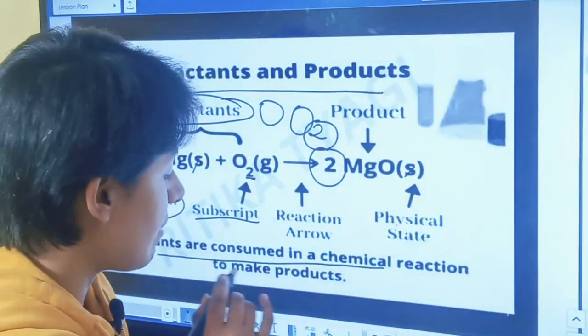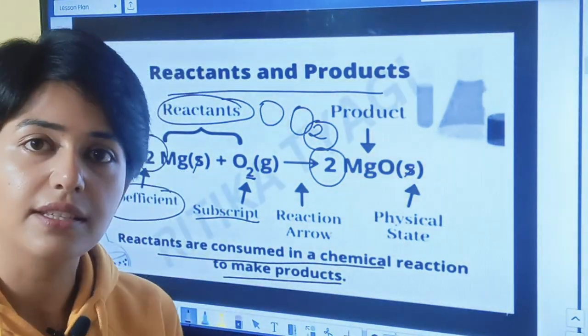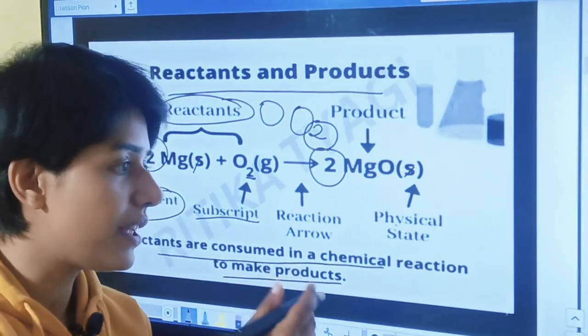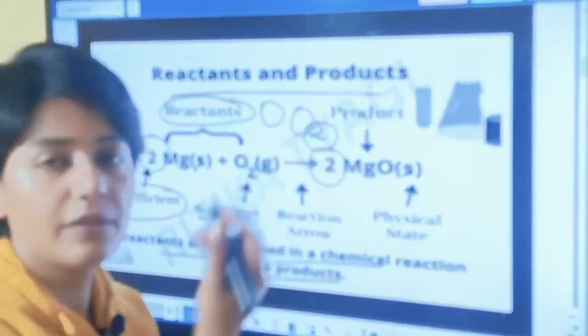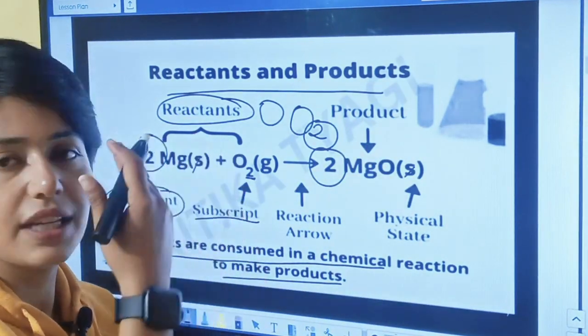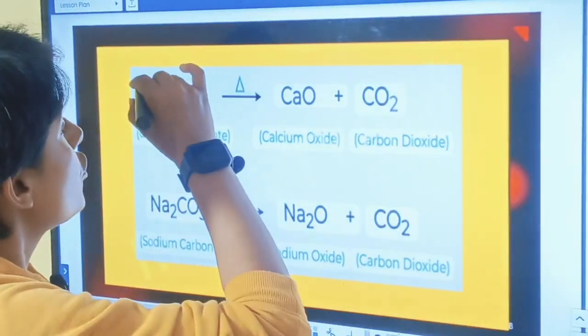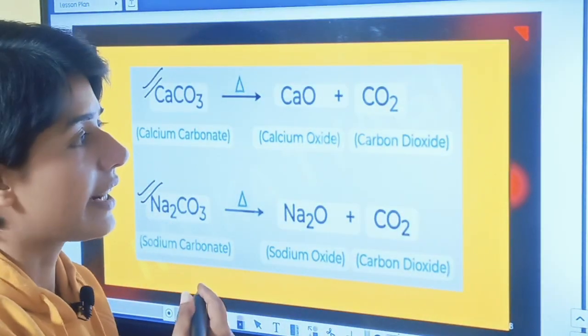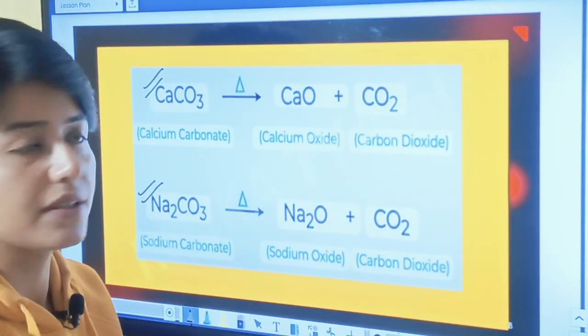Reactants are consumed in a chemical reaction to make products. This means reactants take part in a chemical reaction and produce a new substance, which we call the product. The properties of the product are completely different from the reactants. Two equations are shown, and we have to identify the reactants and products of these reactions.